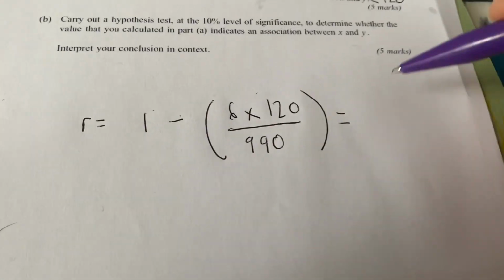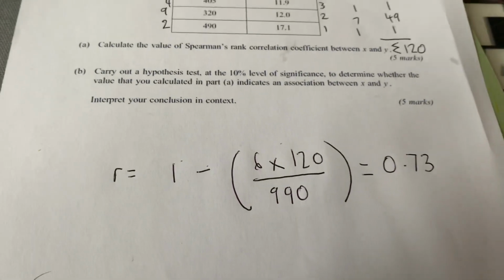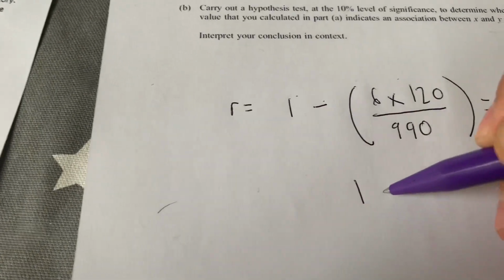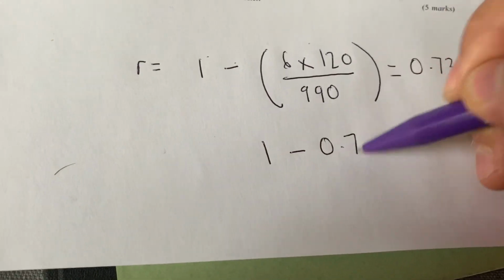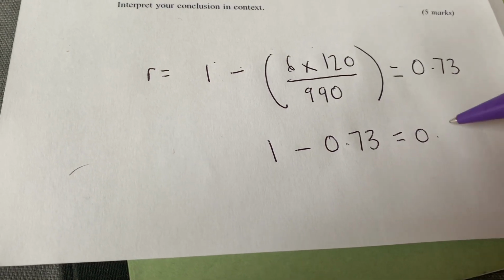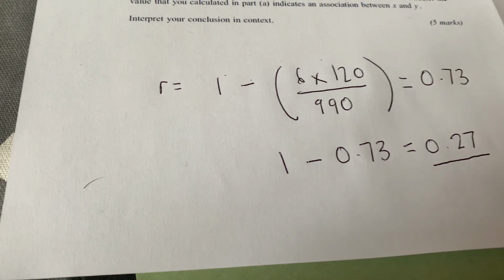To 2 decimal places, that is 0.73. And then we simply do 1 take away 0.73 equals 0.27. The good thing about Spearman's rank is the number straight away gives us an indication of what the correlation is going to be like.